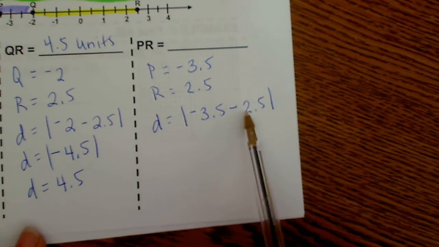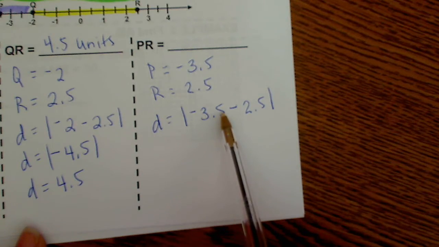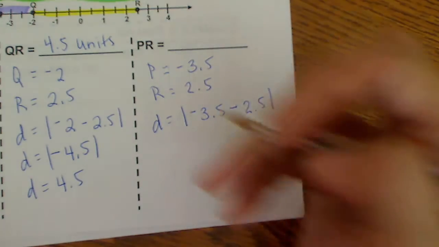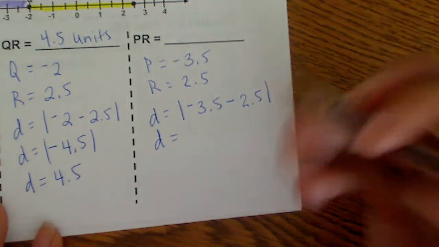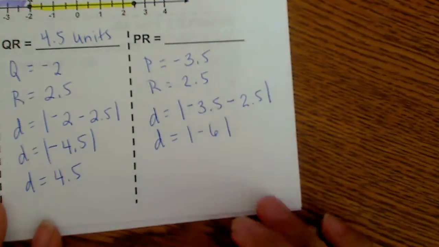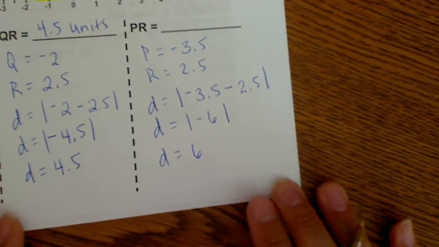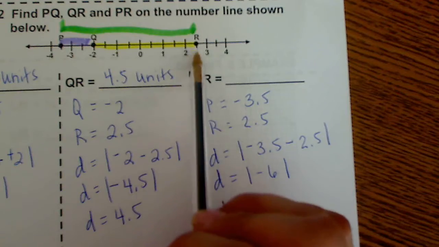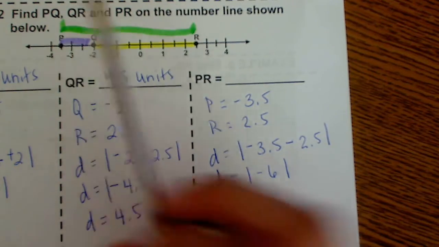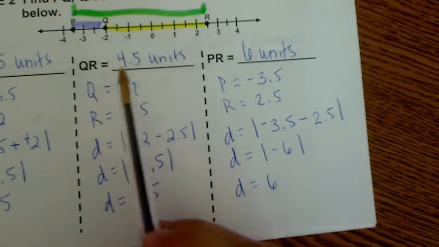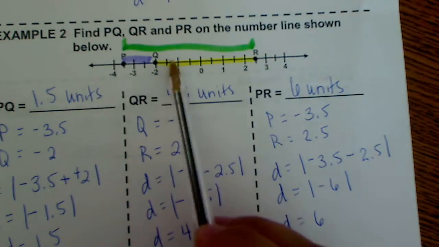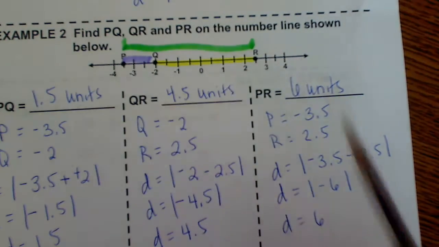And so you can put that in your calculator there, and -3.5 minus 2.5 gives me -6. Put it in the absolute value, and the absolute value of -6 is 6. And so they are 6 units away from each other, which makes sense from 2.5 all the way over to -3.5. Then again, it makes sense because this right here and this right here added together gives you the whole length, which is PR. Okay, turn to the second page.